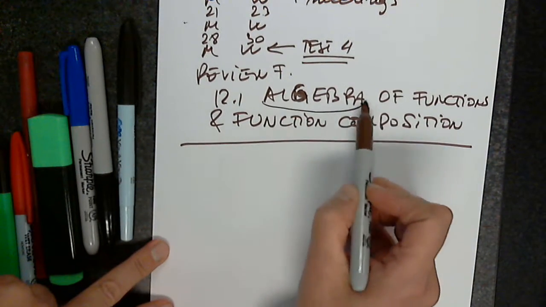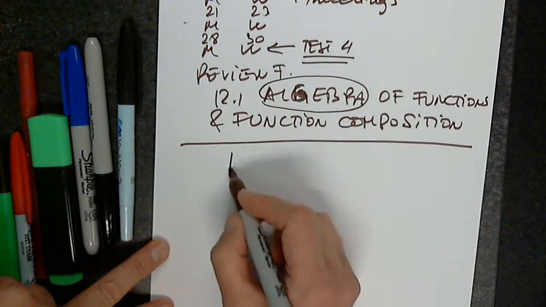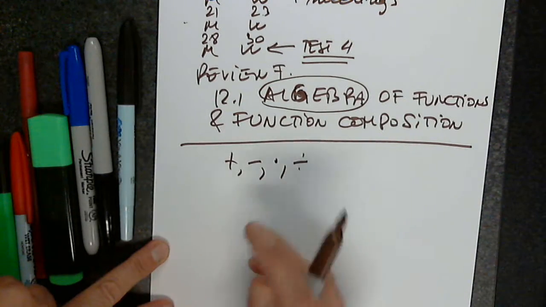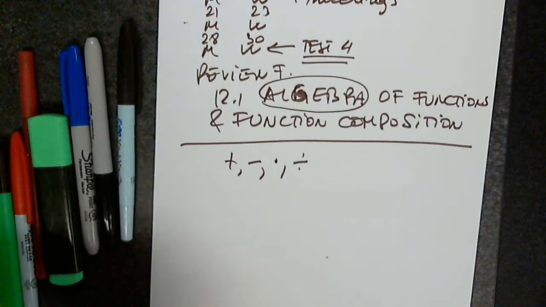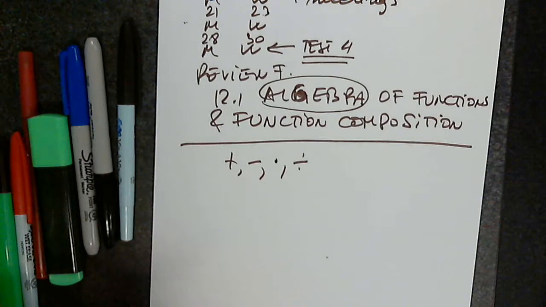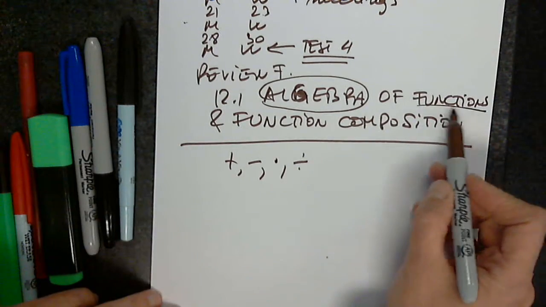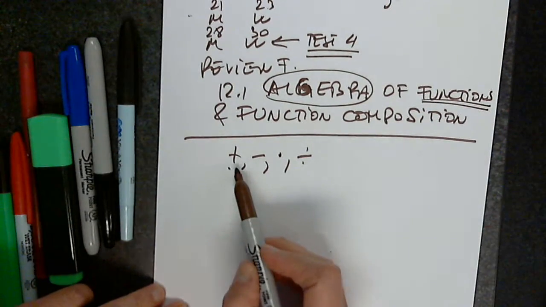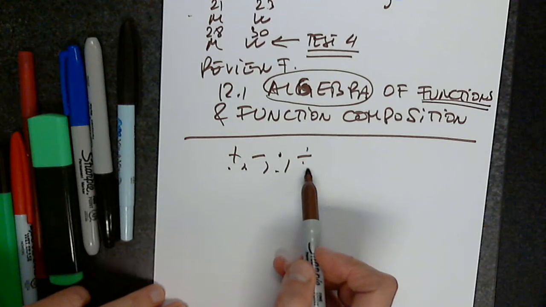When we talk about algebra, we really mean addition, subtraction, multiplication, and division. That's what it means. When we talk about algebra, it has to have these operations. Not all of them at the same time, but at least one of them. When we talk about functions, we really mean we're adding functions, subtracting functions, multiplying, and dividing.